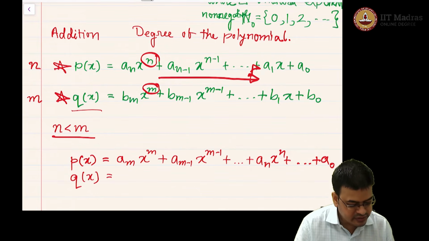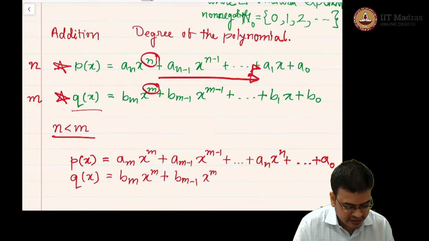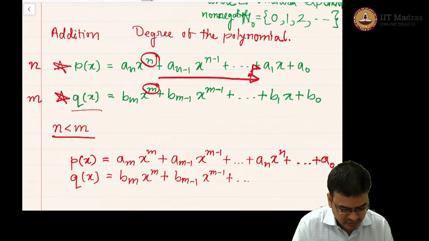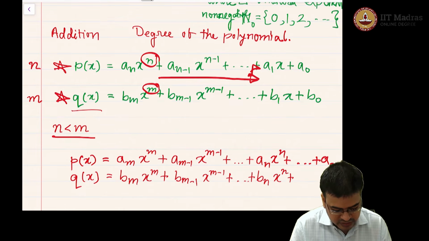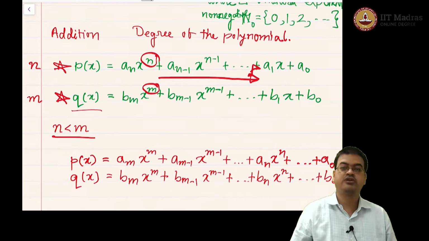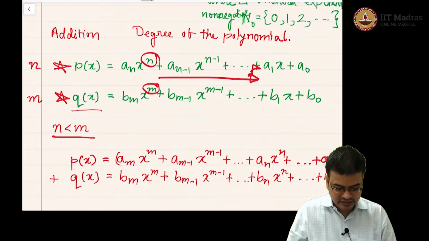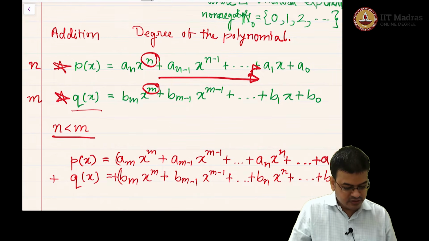Then I will write the coefficients of the polynomial q(x) just below this polynomial, which will help me in adding the two. This will continue: b_n x^n plus so on up to b_0. Now the addition of the two polynomials will look more or less decent. So I just need to add these terms, that means I need to add this term with this term.